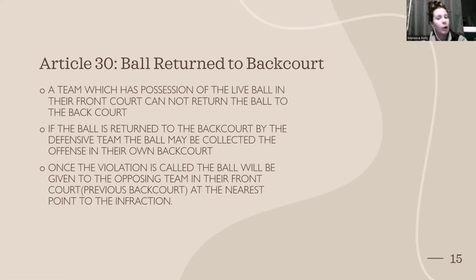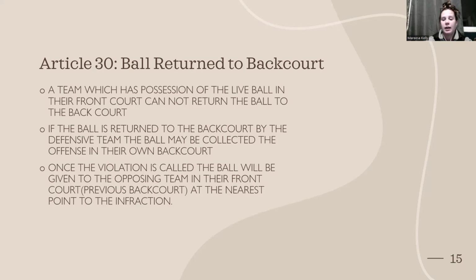Article 30, ball return to the backcourt. This is commonly referred to as the over and back. You have possession in the front court. You can no longer return the ball to the backcourt. If the ball is returned to the backcourt, it has to be collected by the defensive team or it's a backcourt violation. If the ball is returned to the backcourt by the defensive team, then the offensive team may go collect it.